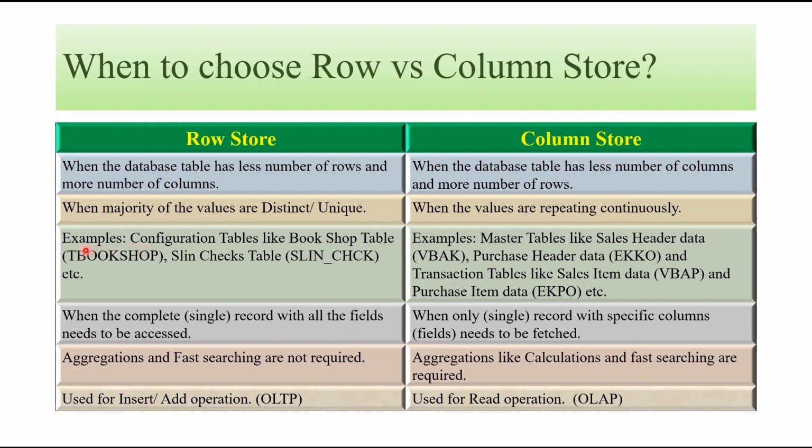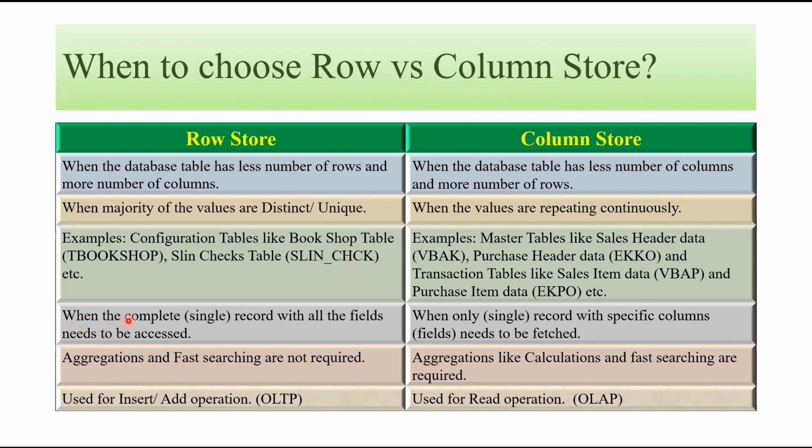Examples of row store tables: mainly we can see the configuration tables like T bookshop, SLIN CHCK. These configuration tables can also be called customizing tables or organization tables. And some examples of column store are master tables and transaction tables. What are these configuration tables, master tables, and transaction tables? We will be seeing them in the further lectures.